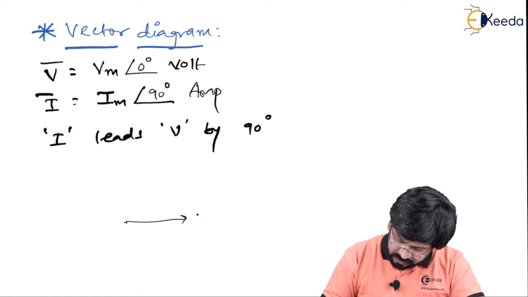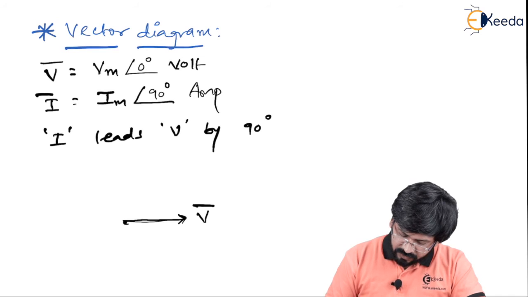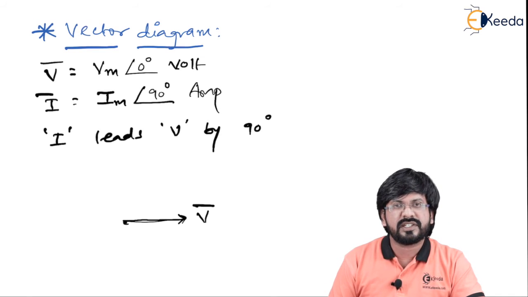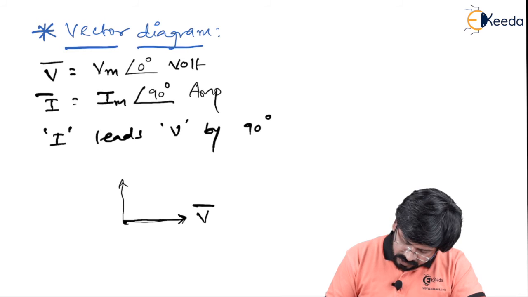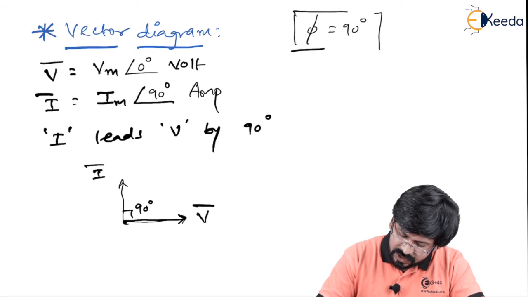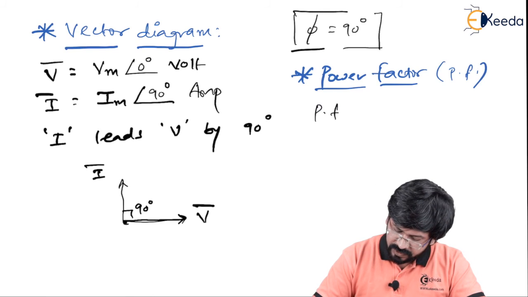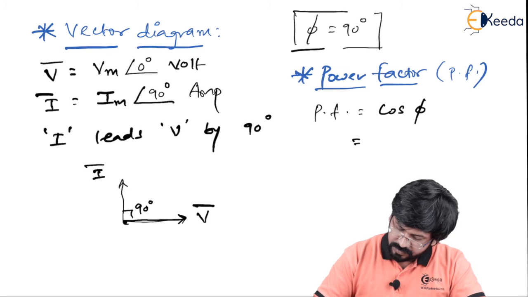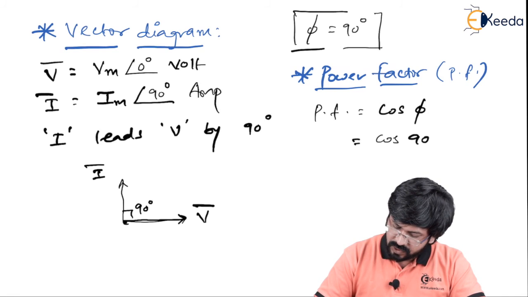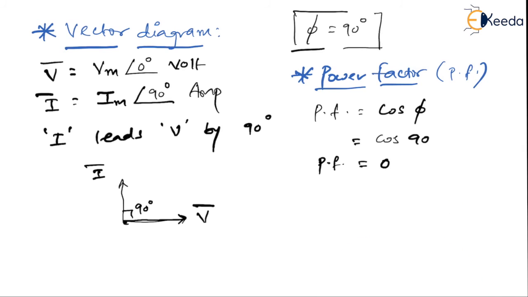Now by drawing V vector, we should draw V vector as it is, because it is in 0 degree phase, whereas current I vector, as you can see, it is leading by 90 degree. So leading by 90 degree, so it will come at this side. This is 90 degree. Finally, if I ask you what is the phase difference, it is 90 degree. That is phase difference between voltage and current. With this, now we can calculate power factor. Power factor is given by cos phi, and phi is 90 degree, so it becomes cos of 90, which is again 0. So like inductor, even capacitor gives you 0 power factor.